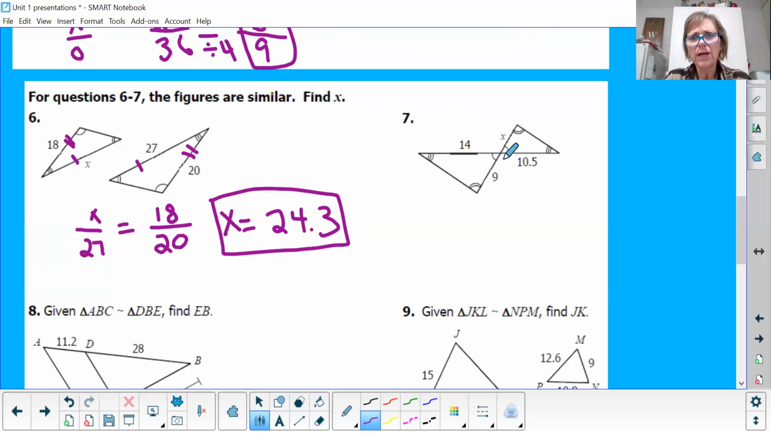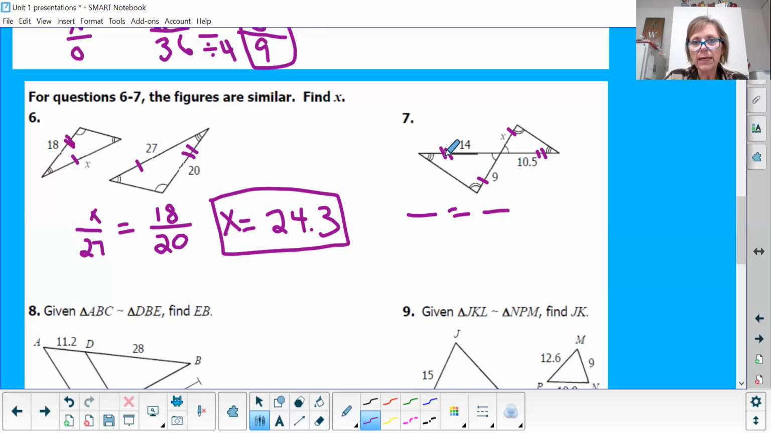Okay, number 7, look at these angles again. I'm sorry, let me do x first. 1 to 2 is x. 1 to 2 is 9 over here. So 14 is from 3 to 1, 3 to 1. So there's our double. Okay, right proportion.